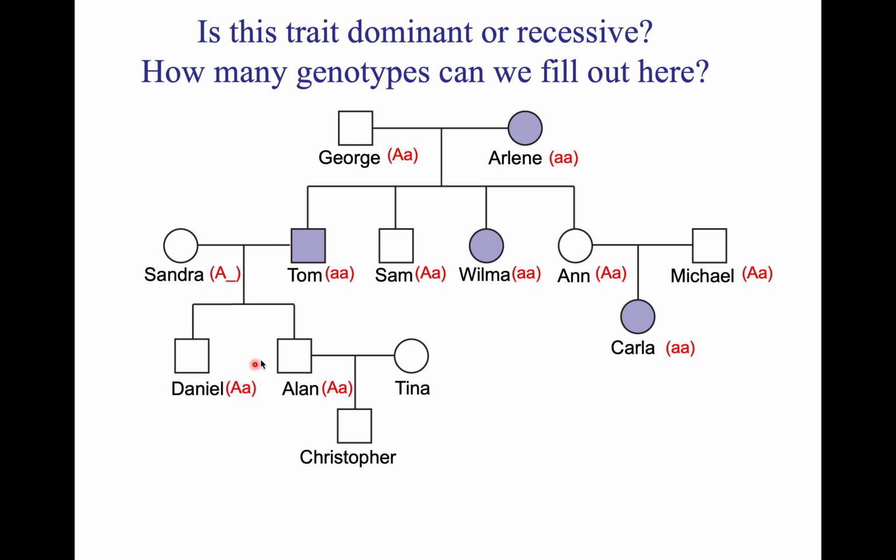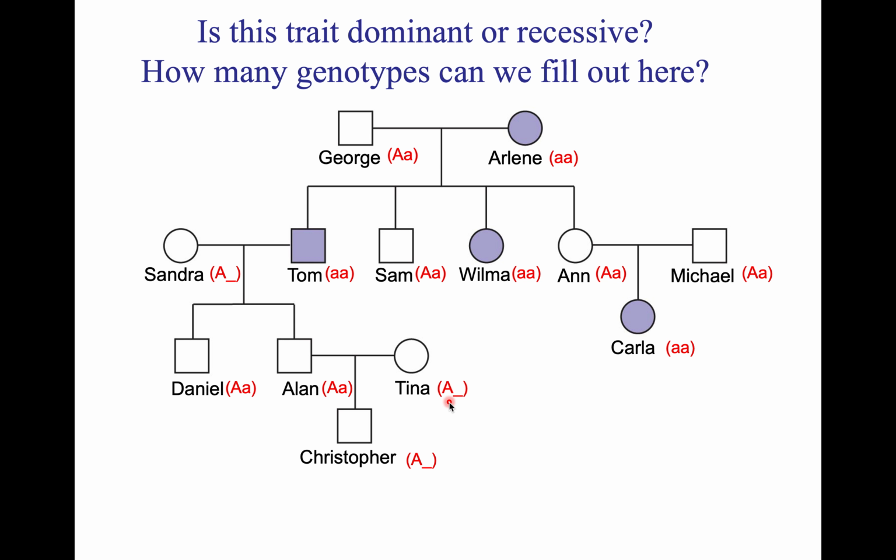And then, of course, we know their kids, Daniel and Ellen, both got a little a from dad, both got a big A from mom since they don't have that particular trait, so they're both going to be heterozygous. Tina's coming in from outside the family there. We can't really nail her down too specifically, but we know she's got at least one dominant allele, and really the same deal with their son Christopher. So, it gives you some information on that family.